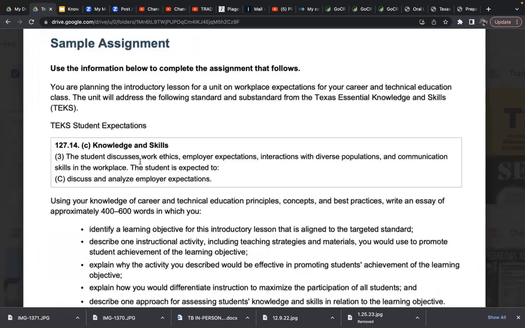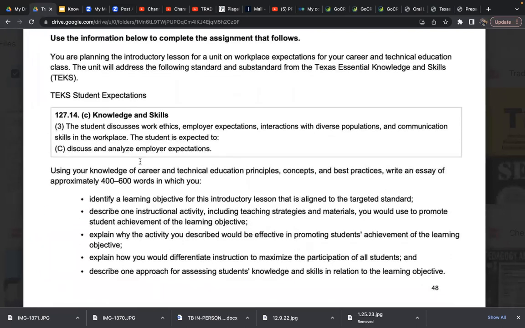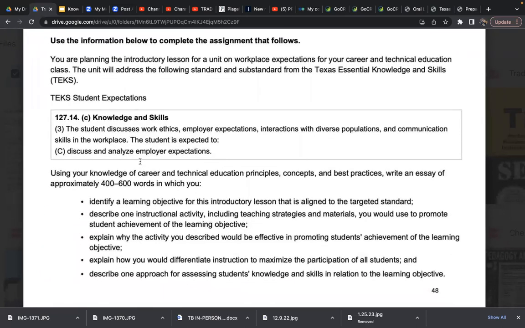Remember, I told you that because the trade exam has so many different content areas in there, like culinary arts, architectural, law enforcement, all of the different ones, they can't ask you anything specific to your trade that is in your TEKS. But they can ask from the TEKS that are the same for all of trade and industry, like the certain TEKS about workplace ethics and expectations. Those are the TEKS you're going to get as an example to use for your exam.